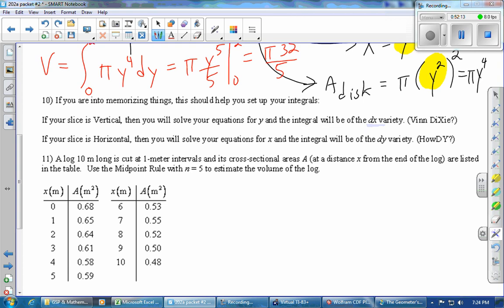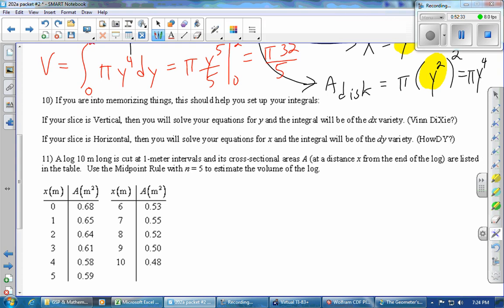So I don't think they have any of these stores around here, but I grew up in some place where there were Winn-Dixies around. It was just a grocery mart. And so if it is a vertical slice, v, then your integral is going to be dx, Winn-Dixie. What can I say? I was tired when I wrote this.